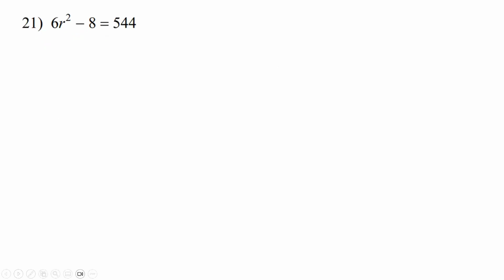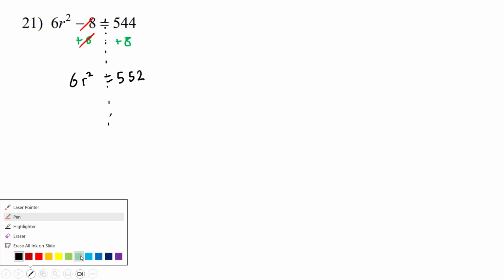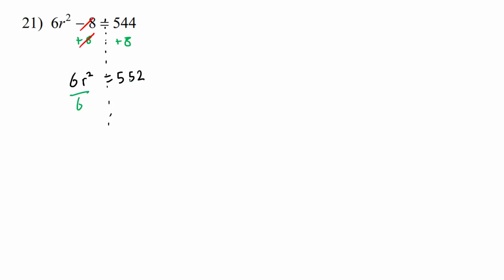All right. Next, let's do this one. I'm going to take care of the minus 8 first, so I'm going to add 8 to both sides. Minus 8 plus 8 cancels out. You get 6r squared is equal to 552. Then I'm going to divide by 6.